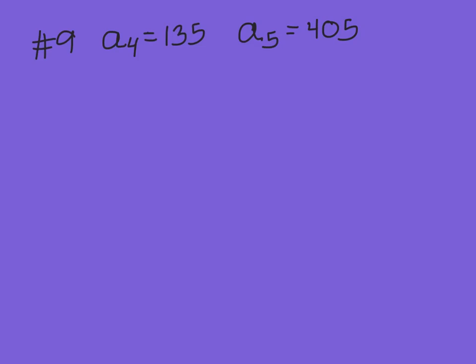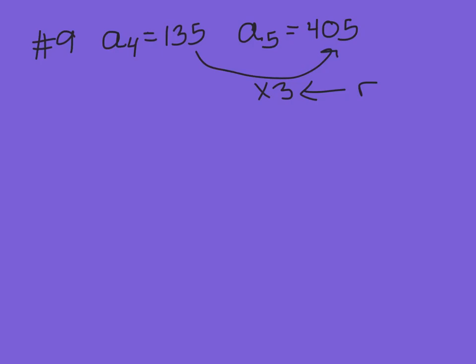All right, here's number 9. This time, they didn't give us the first term, but they gave us A4 is 135, and A sub 5, the fifth term, is 405. So instead of figuring out the common ratio, we have to figure out what the first term is. The common ratio we can figure out because we've got from 135 to 405. If I just divide 405 by 135, I know I multiplied by 3. And that's my common ratio. So I know the R.